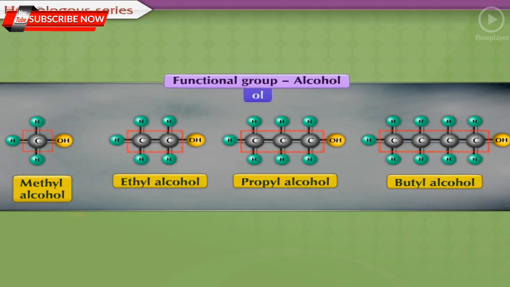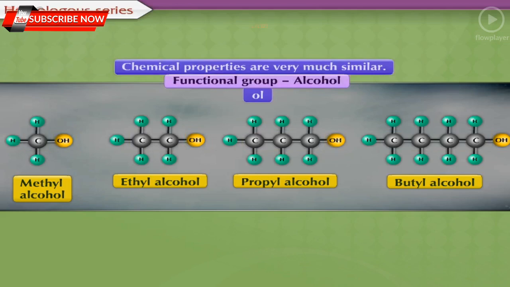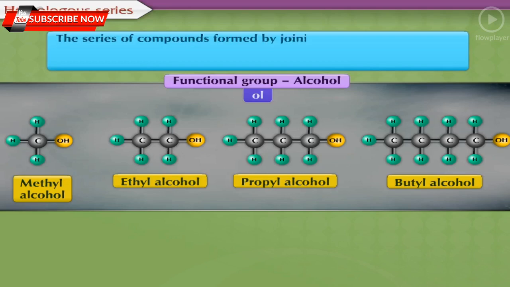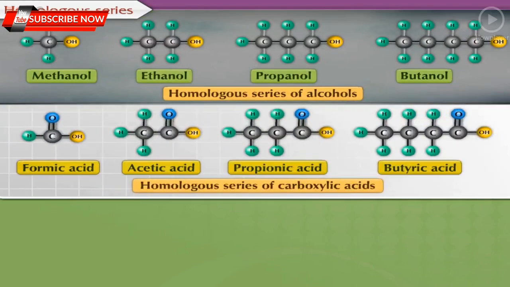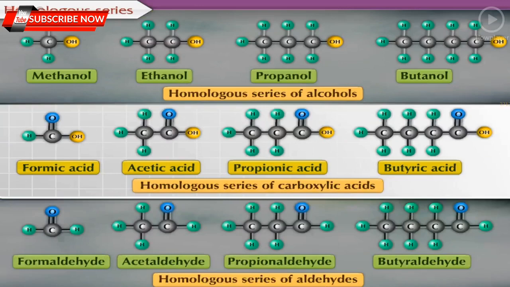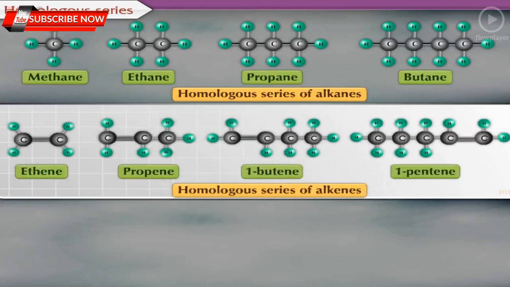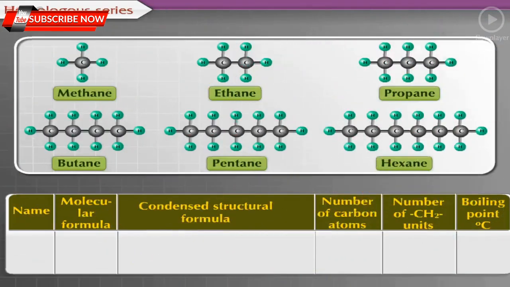Although the length of the carbon chains is different, the functional group present in them is the same, due to which their chemical properties are very much similar. The series of compounds formed by joining the same functional group in the place of a particular hydrogen atom on the chains having sequentially increasing length is called homologous series. In accordance with the functional group, there are different homologous series. For example, homologous series of alcohols, homologous series of carboxylic acids, homologous series of aldehydes, etc. To learn about the characteristics of the homologous series, let us consider the initial part of the homologous series of alkanes, alkenes, and alcohols. Let us start with alkanes.